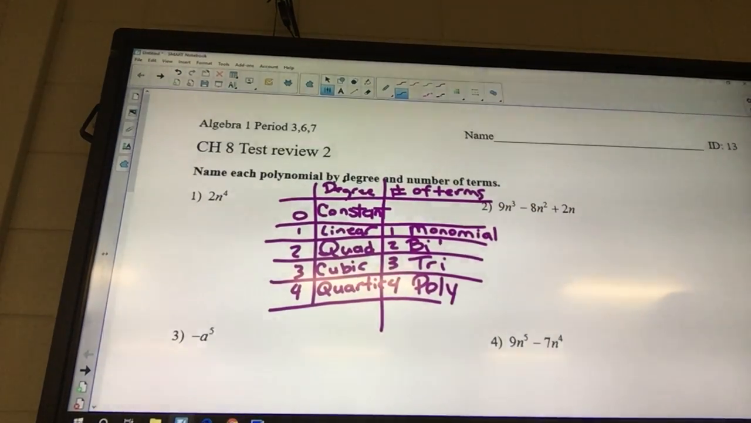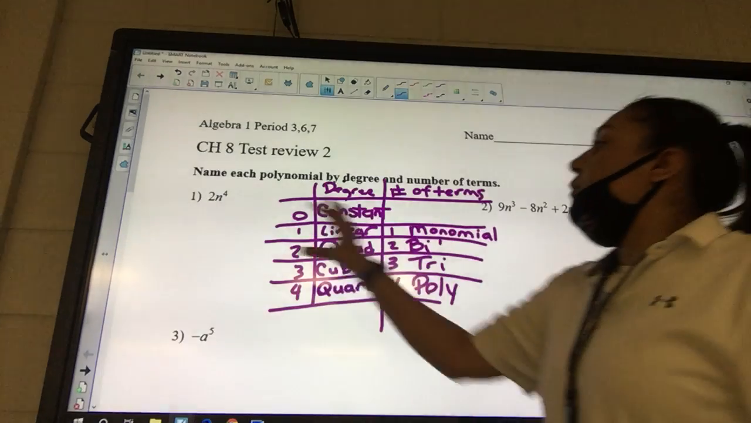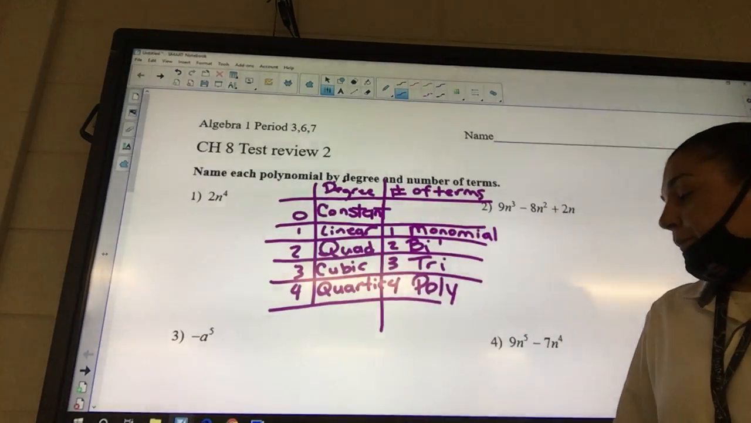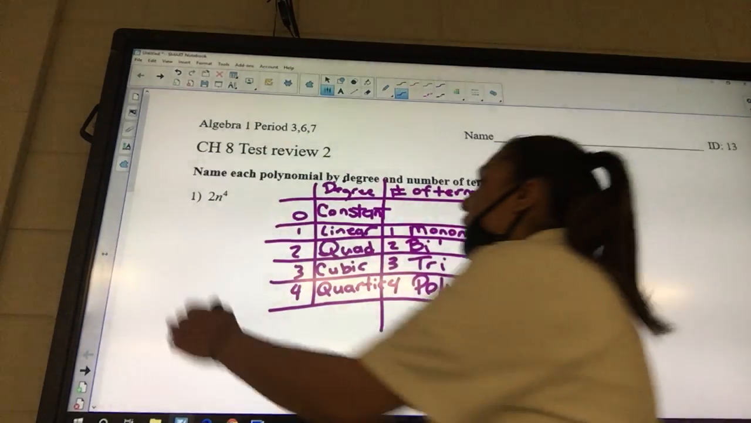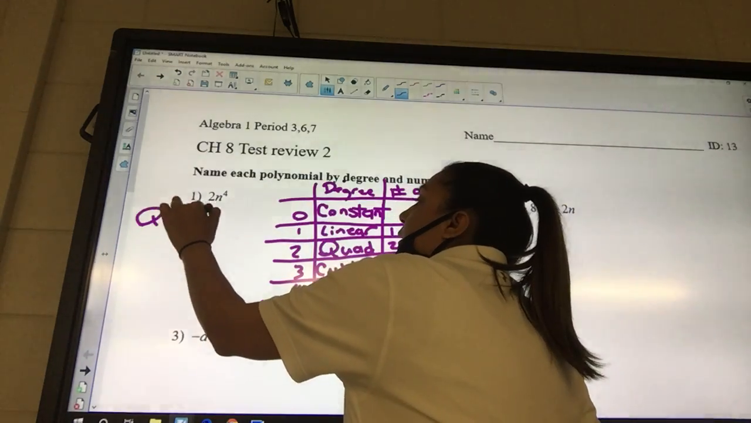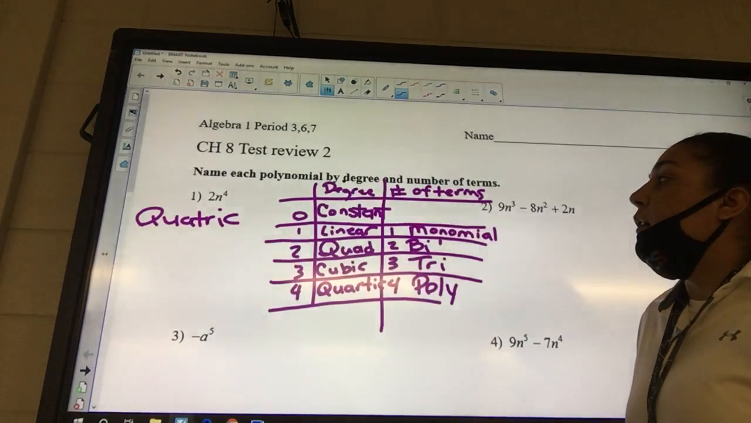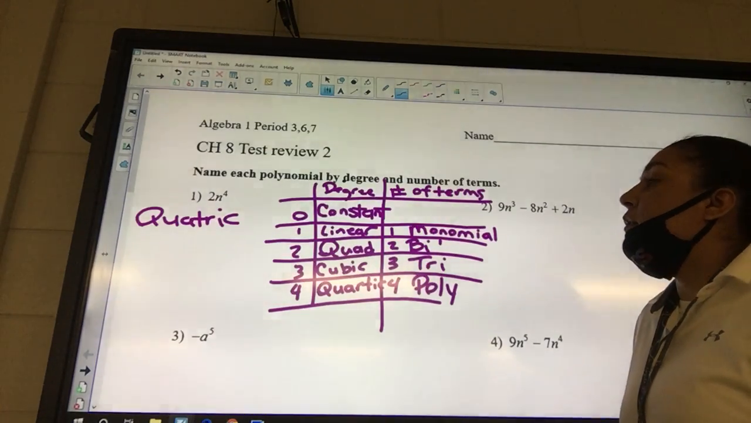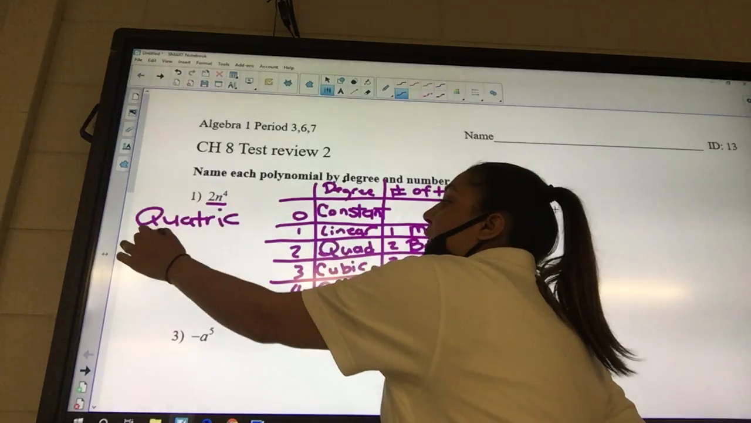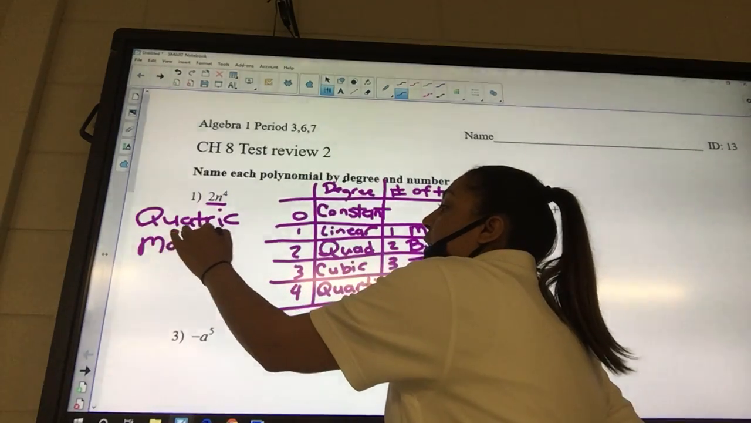Okay, so there are ways for you to remember the pieces. Those are root words, or prefix words, that they use for lots of things. Bicycle, tricycle, tripod, etc. So if we look at this one, what is the highest degree? 4. So it's going to be a quartic monomial. There's 1 piece. Each addition and subtraction sign kind of separates it.